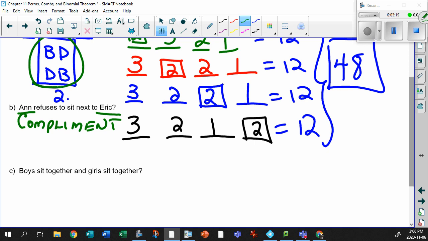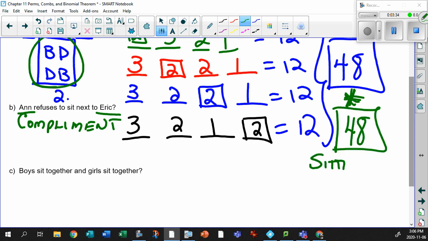Well, guess what? We just did. We did it right here with Brian and Diane. Now we'll do the exact same thing with Anne and Eric and say, yes, let's force them to sit together. So that means we have 48 arrangements of them sitting together. But wait a second, we're told we don't want that. So that's a negative thing, isn't it? Well, great. You know what we can do?